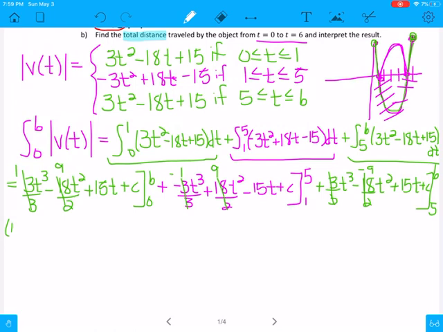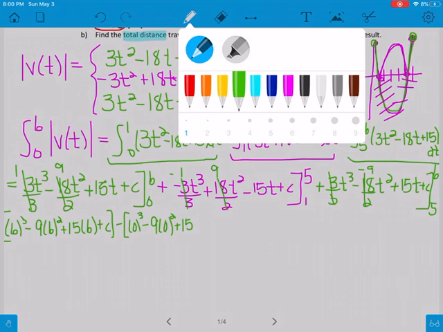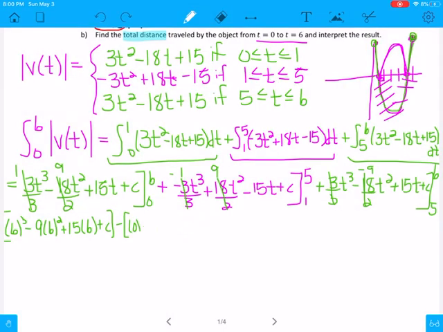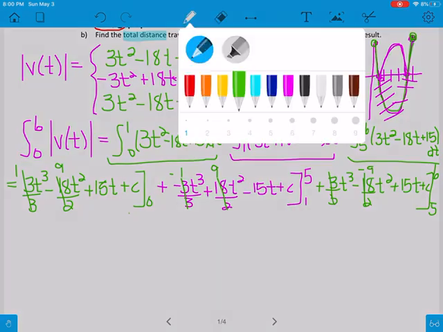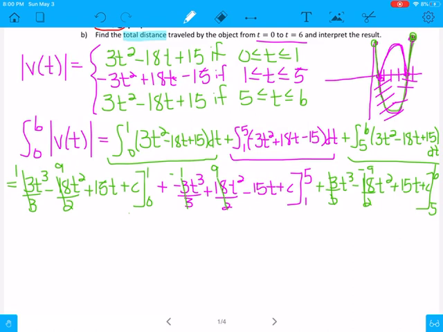We're going to do 6 cubed minus 9 times 6 squared plus 15 times 6 plus c minus 0 cubed minus 9 times 0 squared plus 15. Oh, this isn't 0 to 6, it's 0 to 1. Oh my goodness, Crystal. You're probably all freaking out right now. I need to erase this. This was from 0 to 1, right? Silly me. Okay, it's from 0 to 1. Let's try this again. Sorry.